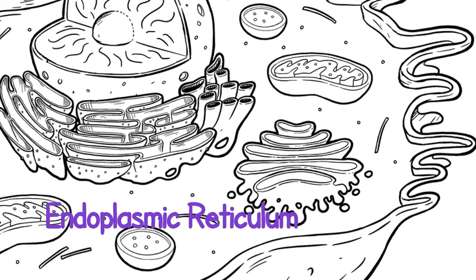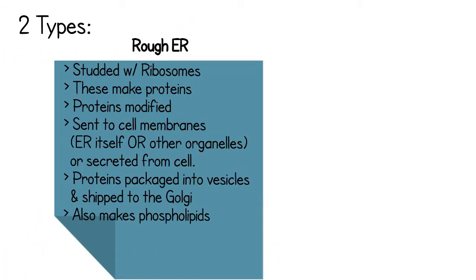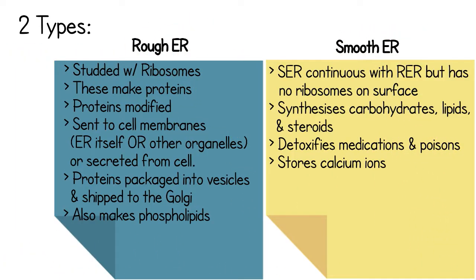The endoplasmic reticulum is a network of tubules and sacs that modify proteins and produce lipids. There are two types, rough and smooth ER. The rough ER is so called because it is studded with ribosomes. Ribosomes make proteins. Some proteins are transferred into the ER while others remain in its membrane.